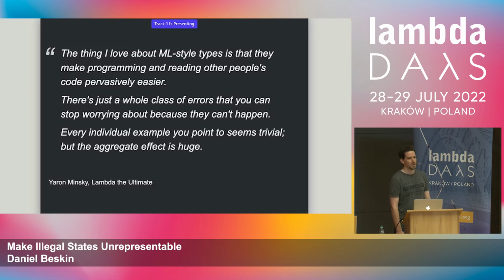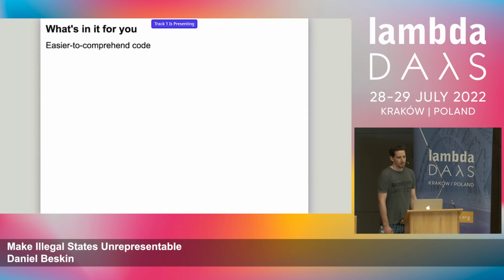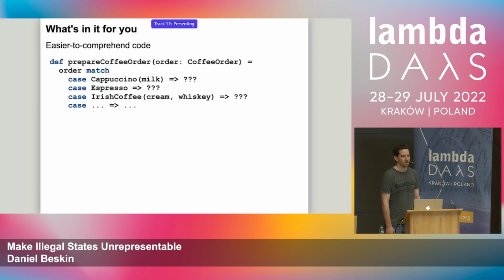But in this section, we'll quickly review what sort of benefits you can expect to reap from being consistent and making illegal states as unrepresentable as you can in your code base. So the first point is that code becomes easier to comprehend. As I just mentioned, the fewer things the code can do, the easier it is to understand what it actually does. But more concretely, if you use algebraic data types consistently across your code base, the compiler can help you figure out what's happening.